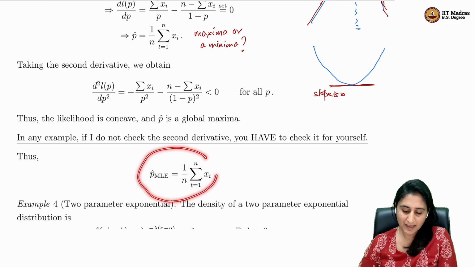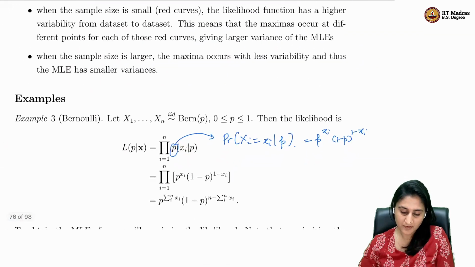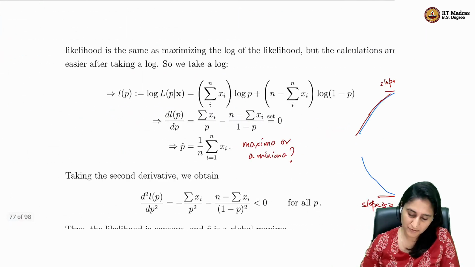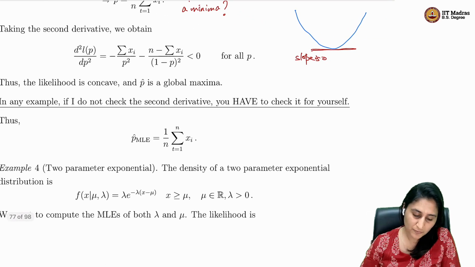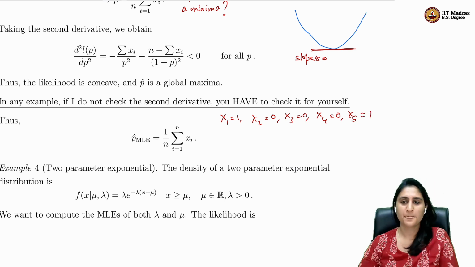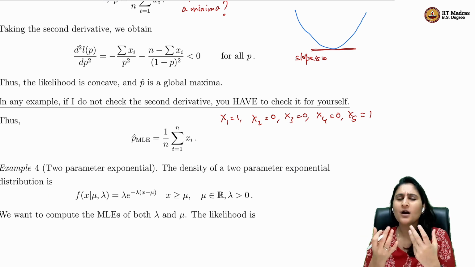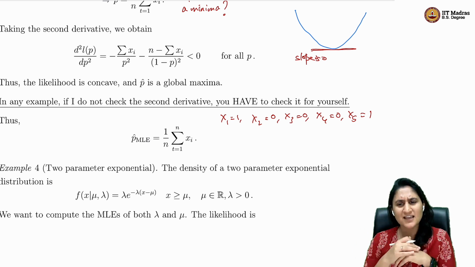Okay, so thus we get that p hat MLE is the average of the observations. That gives me a maximum likelihood estimator. Maybe I should go back here. So this means that if I observe x1 equal to 1, x2 equal to 0, x3 equal to 0, x4 equal to 0, and let's say x5 equal to 1, these are all my observations from Bernoulli P, and I want to ask, what is the probability of success that I've actually found these ones and zeros?